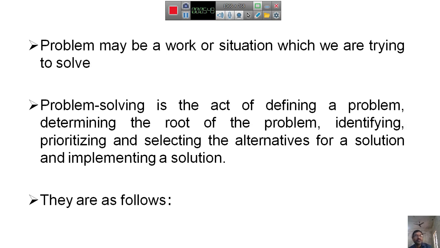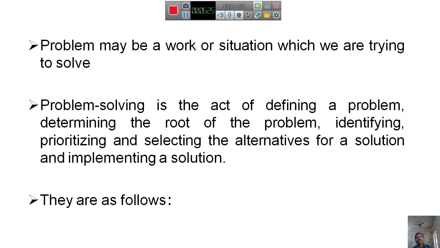A problem, in simple terms, may be a work or a situation which we are trying to solve. So, what is the definition of a problem? A problem may be a work or a situation which we are trying to solve. Or in simple words, a problem is a thing which we are trying to solve. And each and every problem has a solution.